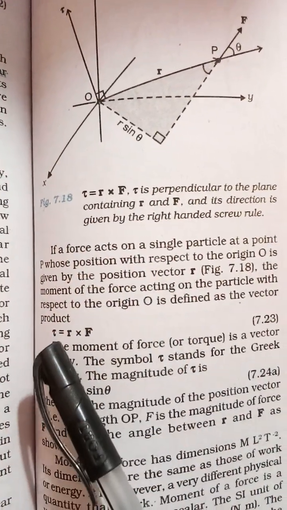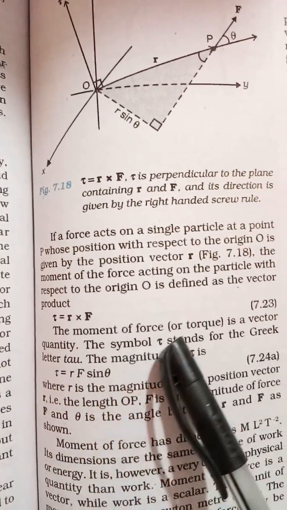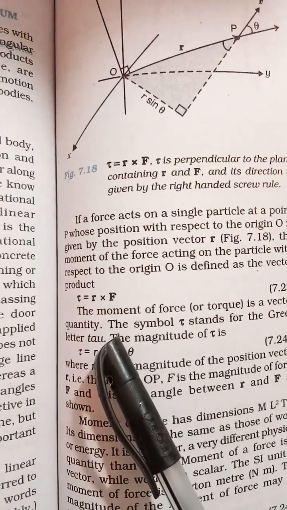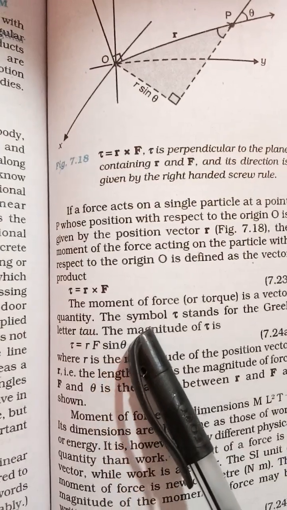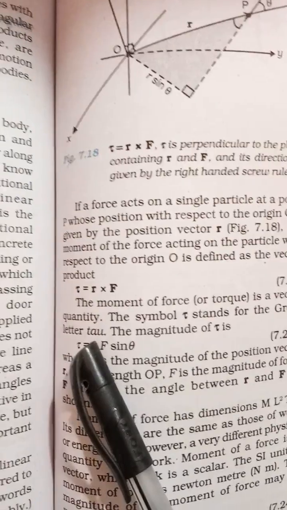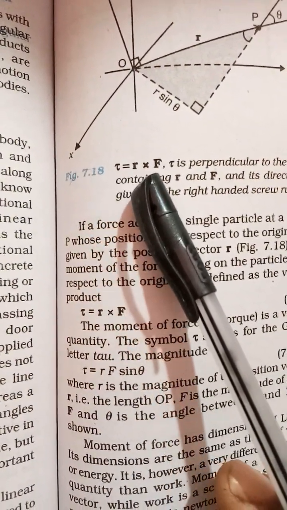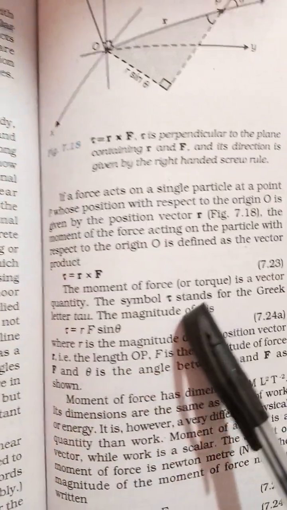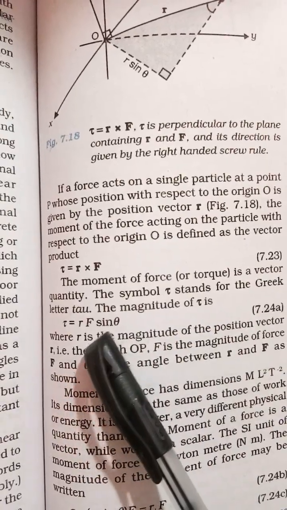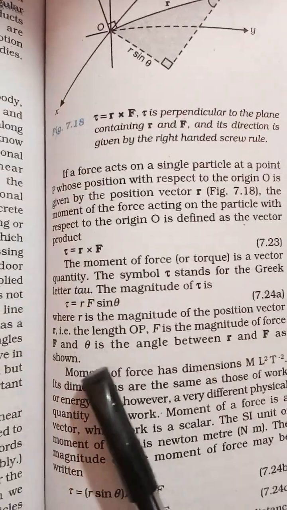defined as the vector product r cross F. This is the symbol of vector product. The moment of force or torque is a vector quantity, because we have direction. The symbol is small t like this, which stands for the Greek letter tau. Tau is equal to r cross F, and the magnitude of tau is tau equals r F sin theta, equation 7.24. The figure for equation 7.24 will provide you the picture.